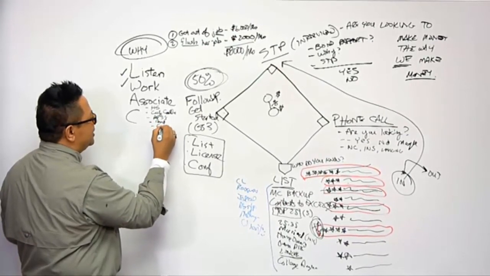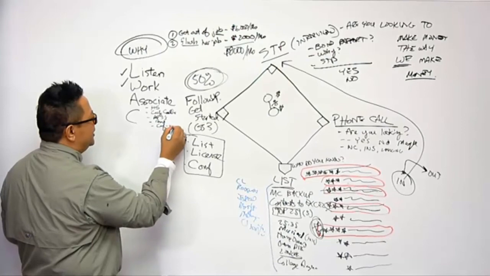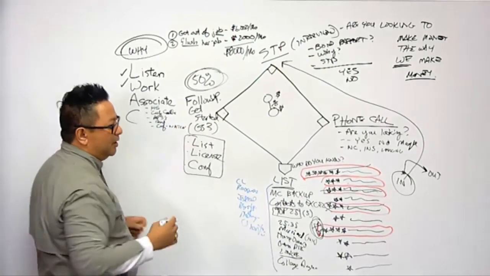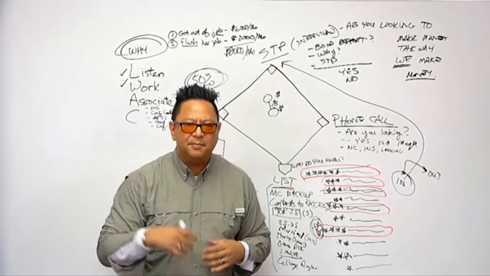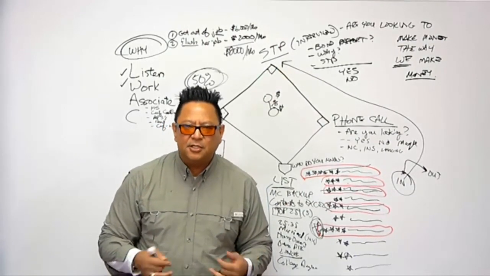Here's another thing. We've got this conference coming up. It's called National Conference, or whatever conference is coming up. It could be Instant Thunder. It could be National Conference. It could be Family Reunion. This is going to be one of those functions.